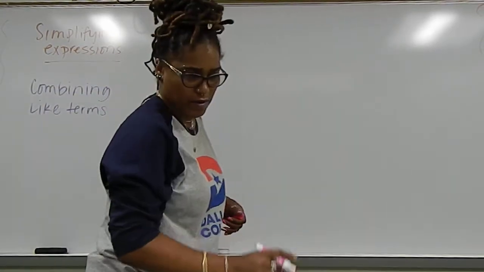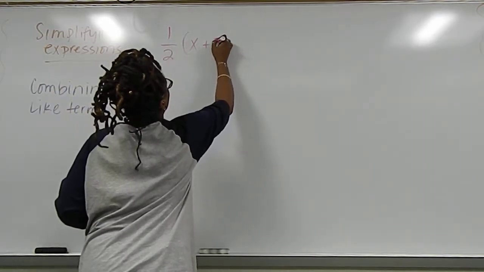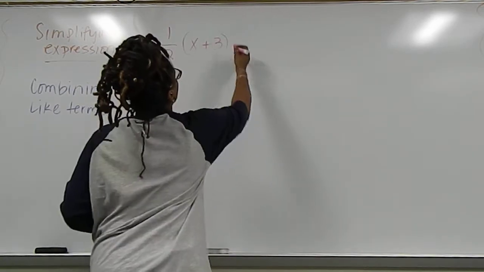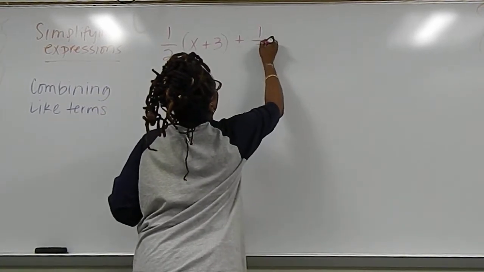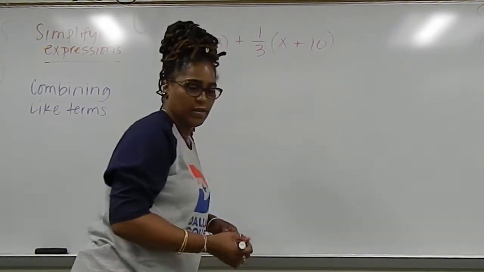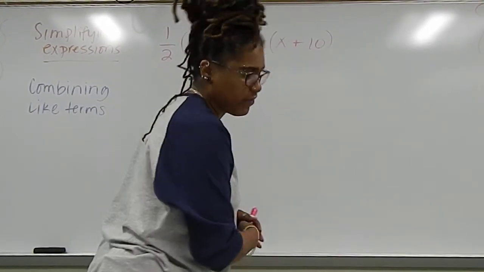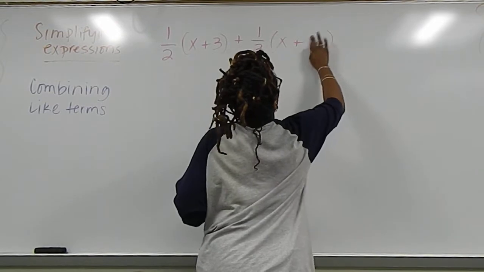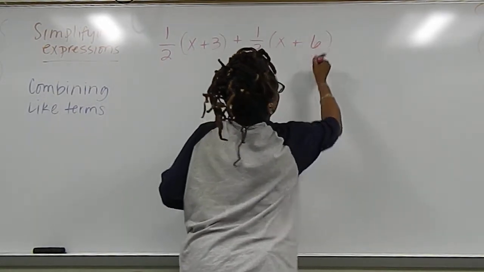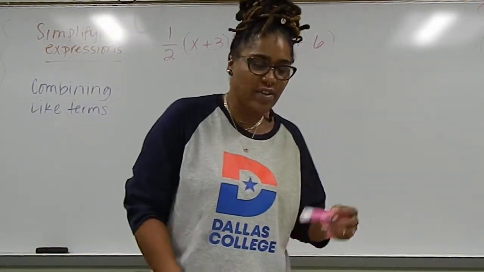1/2, what'd I say? Times x plus 3 plus 1/3 times x plus 10. I think that's what it said. If not, it doesn't matter. We're just going to leave it like that, right? Let's see. No, x plus 6. I should have left it as 10. But we'll leave it. We'll put it back at 6. Erase it, write 6. Just for the example purpose. I'm sure it would have made a difference other than the answer we get.